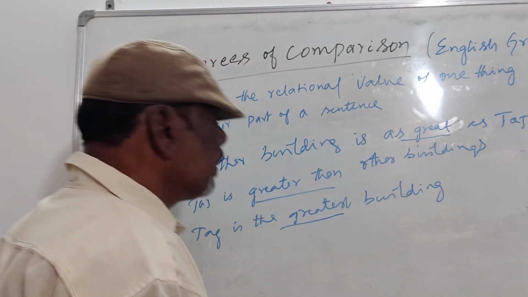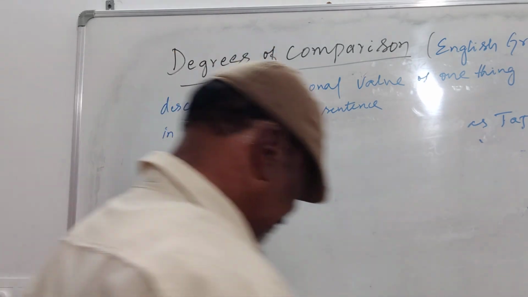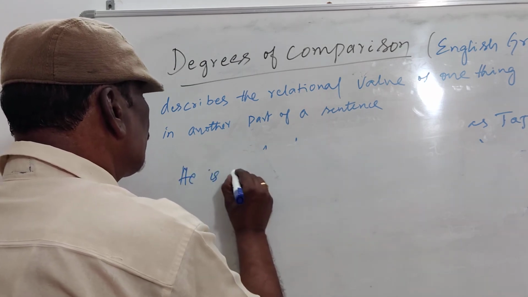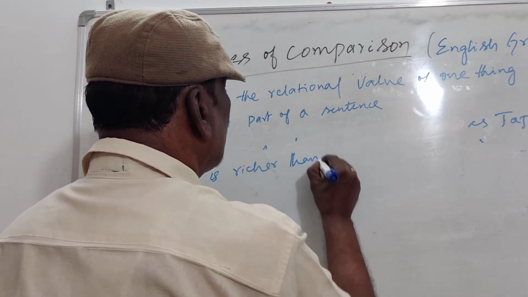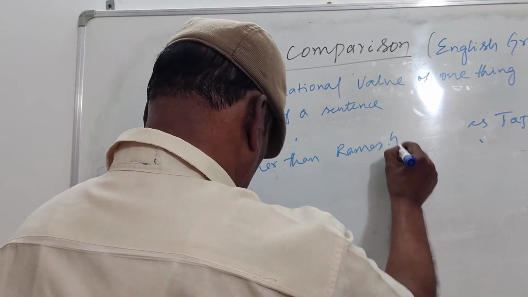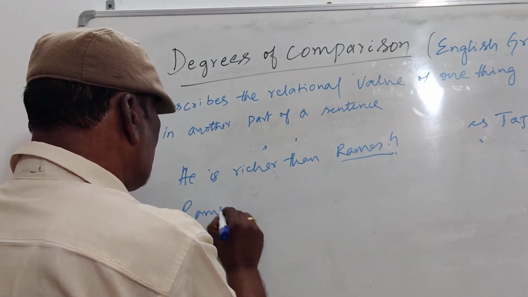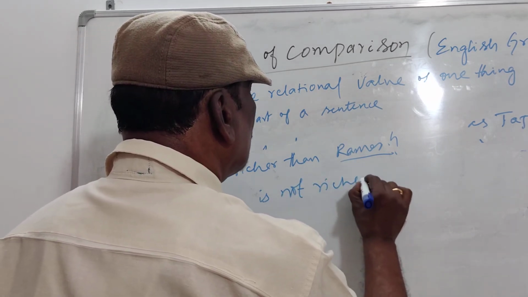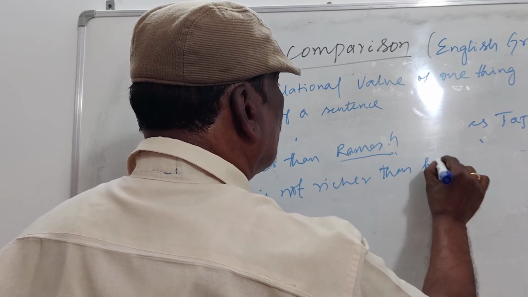Let us conclude with this last example. He is richer than Ramesh. So you just take this. Ramesh is not, you use "not", richer than him.